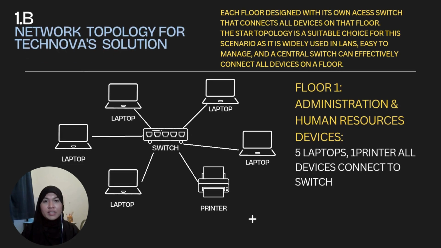So for this question, each floor is designed with its own access switch that connects all devices on the floor. The star topology is a suitable choice for this scenario as it is widely used in LANs, easy to manage, and a central switch can effectively connect all devices on the floor. So floor 1, administration and human resource device. They use 5 laptops and 1 printer, which is all the device connected to the switch. And we came up with this diagram, which has 5 laptops, 1 printer, and 1 switch.